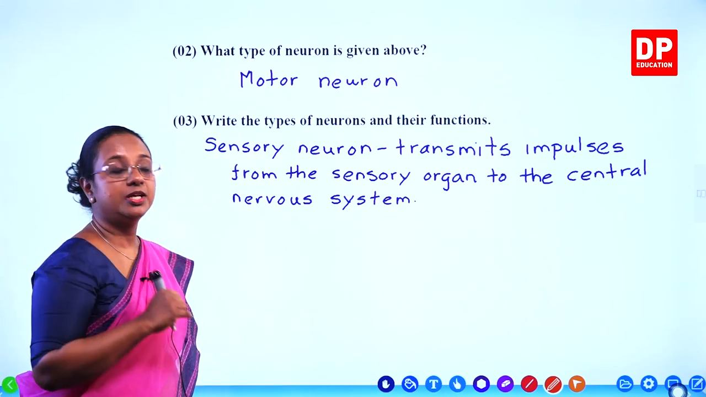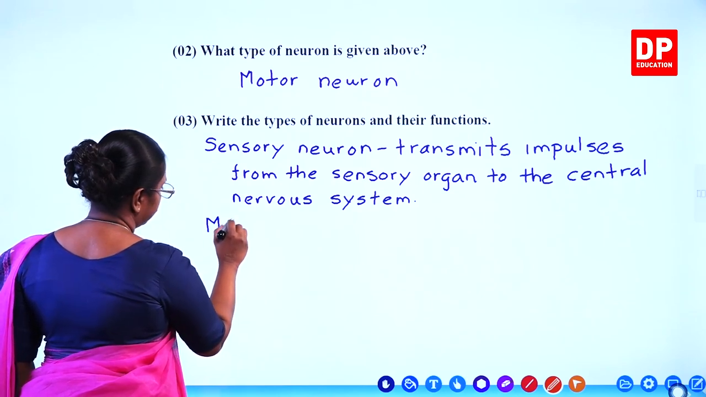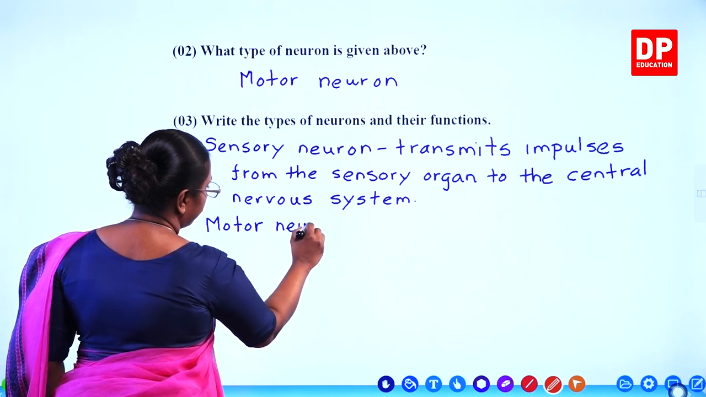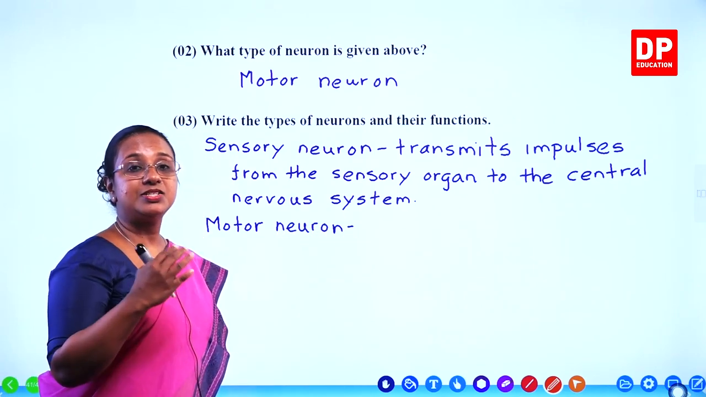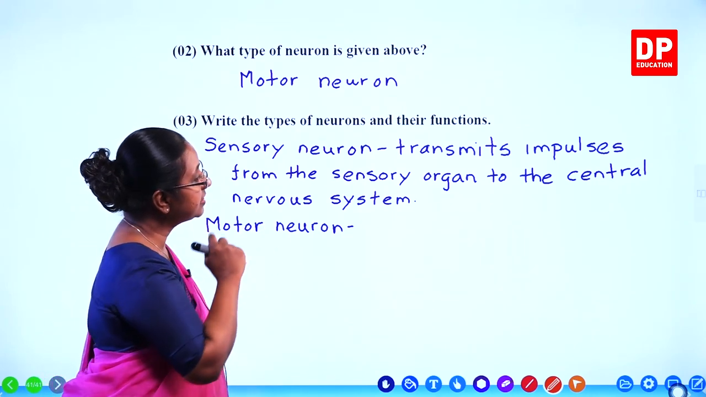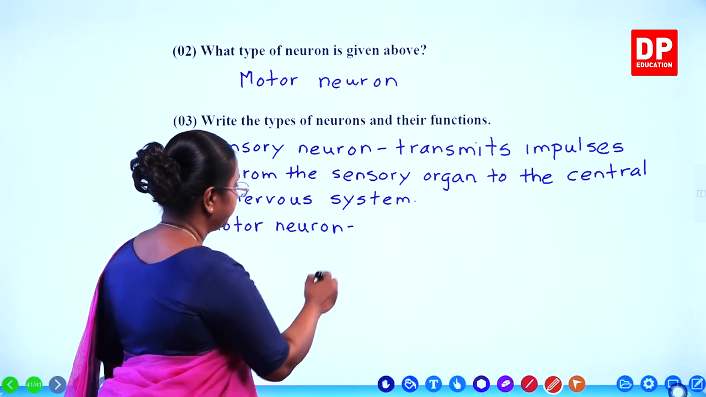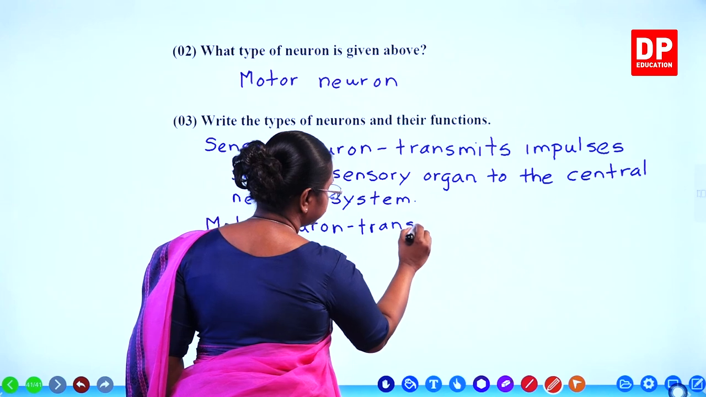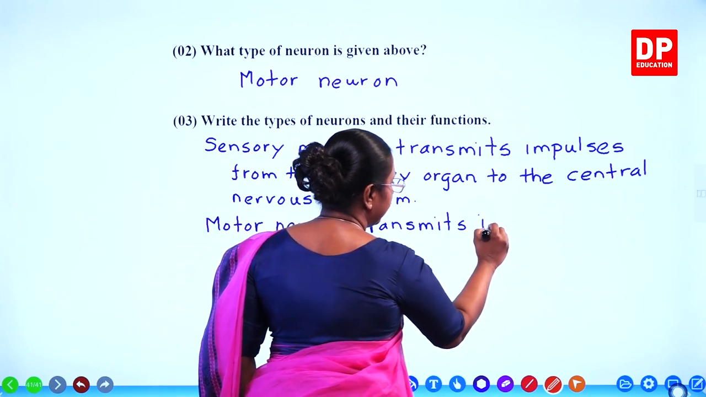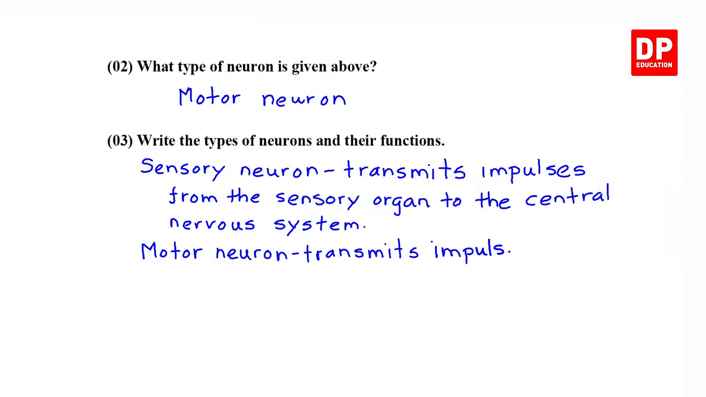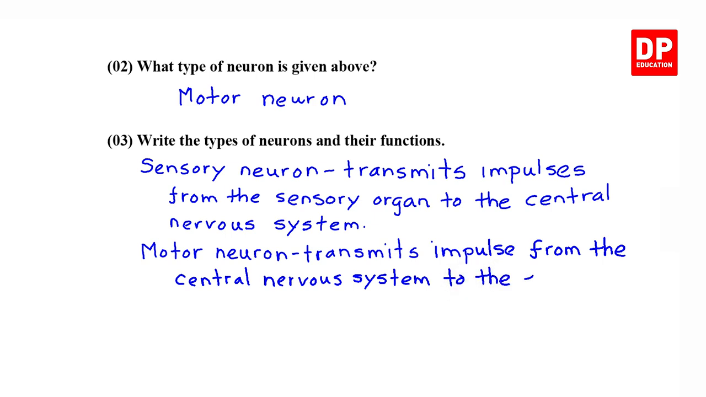Then we have the motor neuron. What does this do? It transmits impulses from the central nervous system to the effector. So transmits impulse from the central nervous system to the effector.